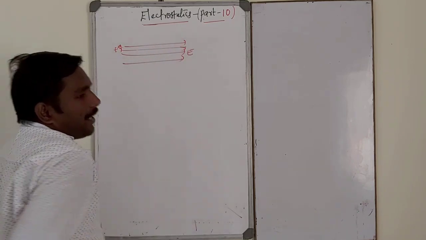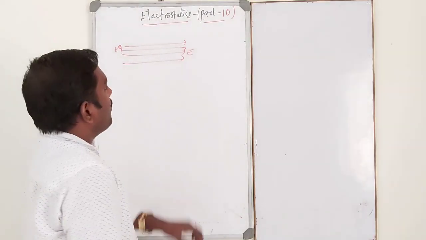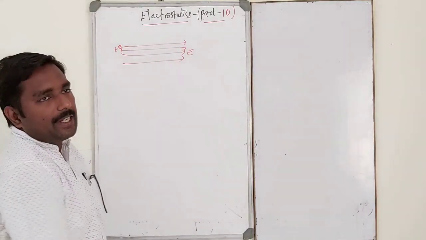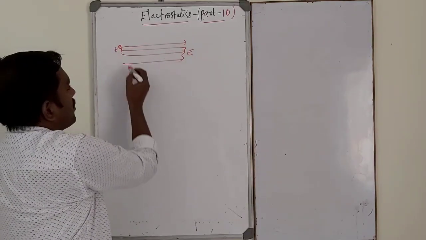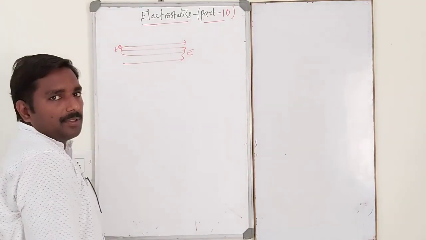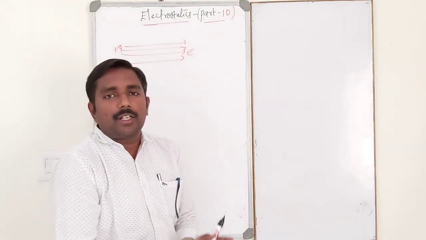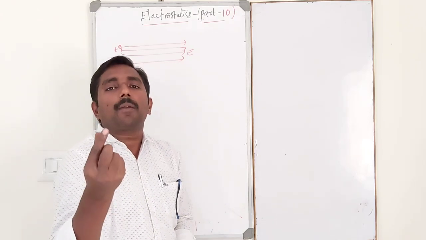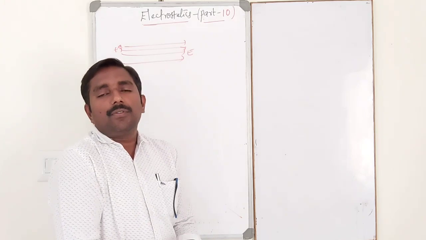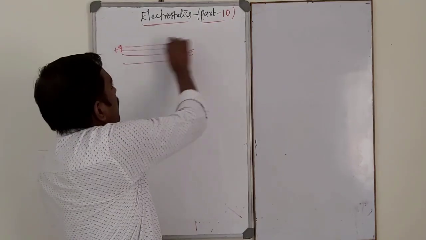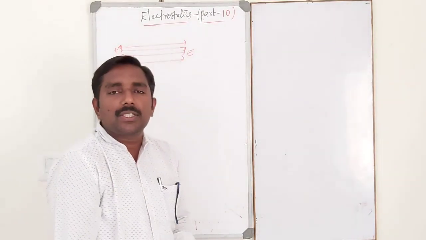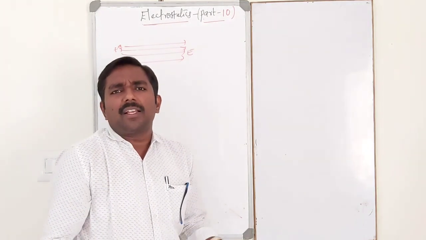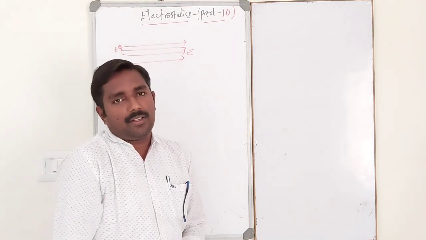So an electric field line indicates the direction of the electric field. A unit positive charge moves from one region to another region. That is nothing but electric field lines. An electric field line is a track or path in which a unit positive charge moves from one place to another place. That is called electric field lines. It is an imaginary line. There is no physical existence.